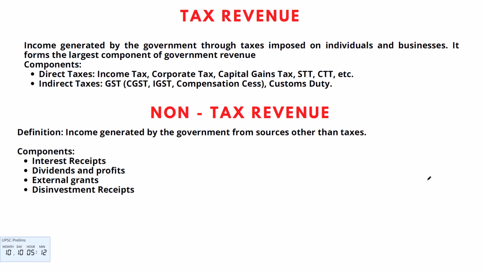So we are done with GST. Now, what is this tax revenue? See, the revenue of government is usually categorized into two: tax revenue and non-tax revenue. Income generated by government through taxes imposed on individuals or businesses is called tax revenue, and it forms the largest component of the government revenue. Direct taxes like income tax, corporate tax, capital gains tax, STT, CTT, they are all direct taxes, while indirect taxes like GST and customs duty are indirect taxes.